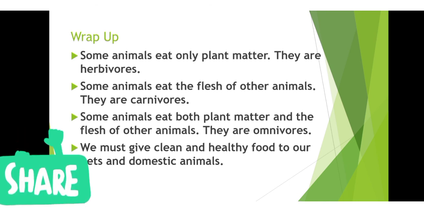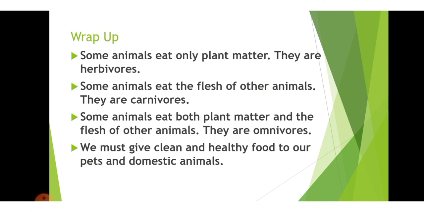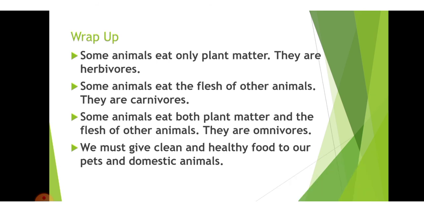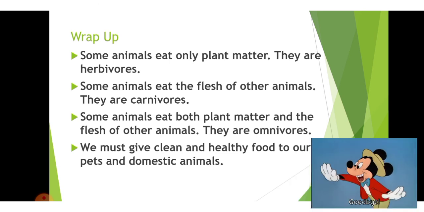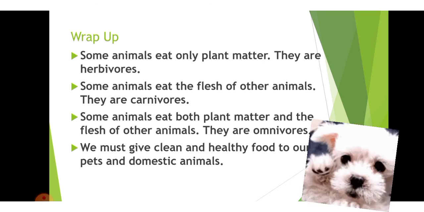Now let's wrap up the lesson. Some animals eat only plant matter; they are herbivores. They eat herbs, that's why they are herbivores. Some animals eat the flesh of other animals; they are carnivores. Some animals eat both plant matter and the flesh of other animals; they are omnivores. We must give clean and healthy food to our pets and domestic animals. We should care for all animals and all plants, because they are important parts of the planet, so we have to conserve and protect them.